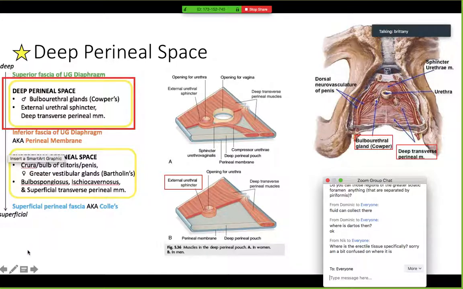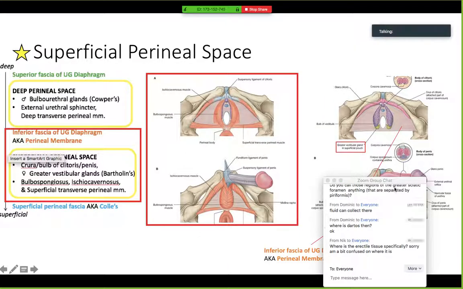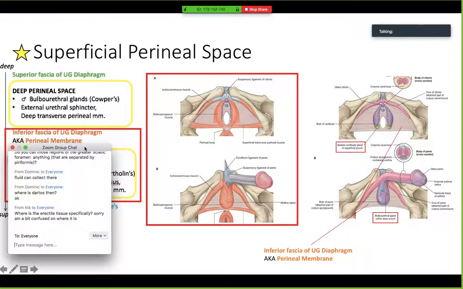Yeah, let me go back one slide. Okay. So the erectile tissue is located beneath these muscles. If you compare this picture to this picture, this erectile tissue right here is sitting underneath the bulbospongiosus, and this erectile tissue right here is sitting underneath the ischiocavernosus.